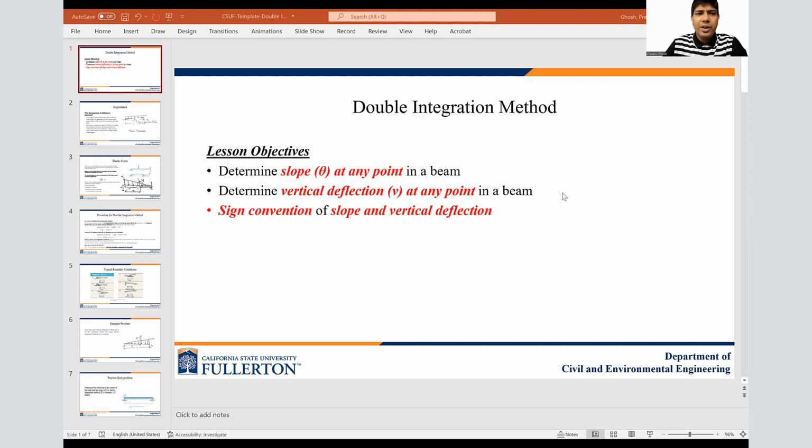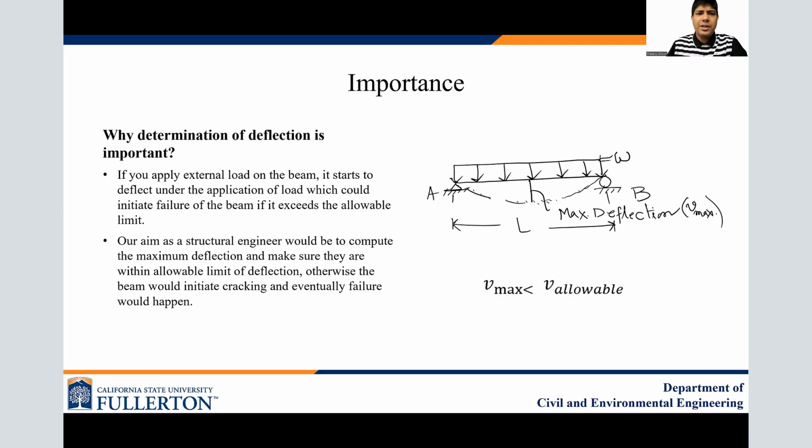So first, we need to know what is the importance of finding deflection in a beam. So let's talk about that. If you see the picture here, we have a simply supported beam, pin and roller, and we have one uniformly distributed load, w per unit length, acting on the beam. Due to the action of this load, the beam will deflect, as you see the deflection. The beam will have maximum deflection, v max, exactly in the middle of the span.